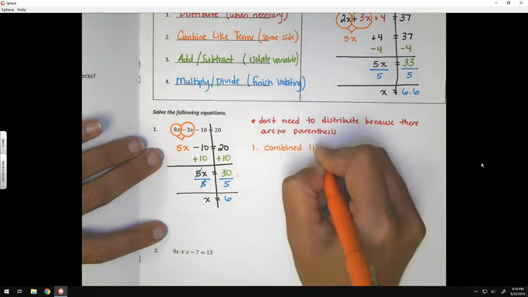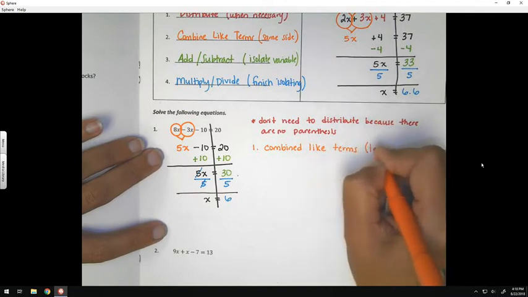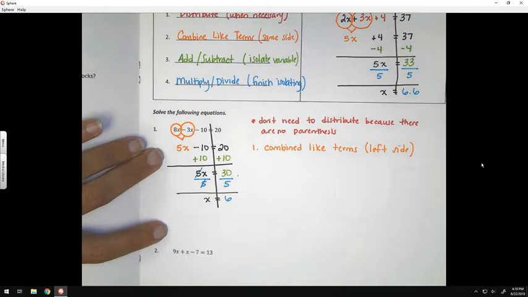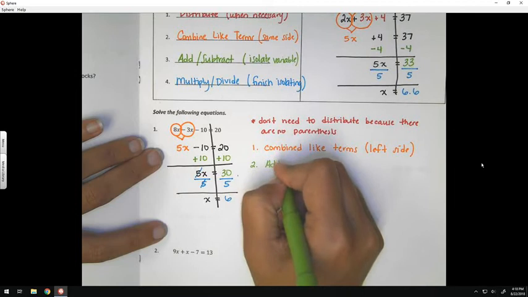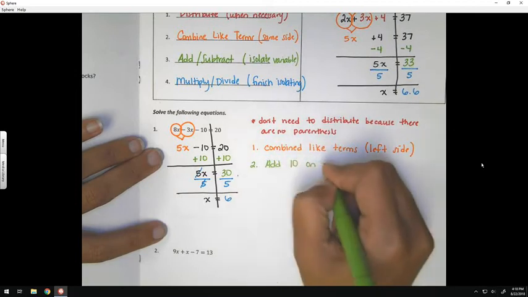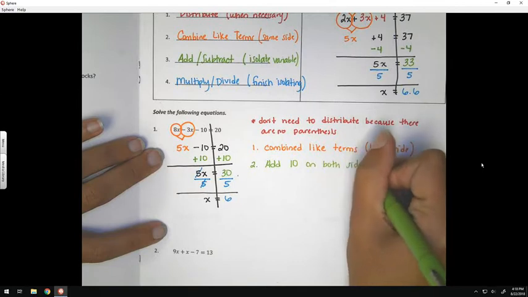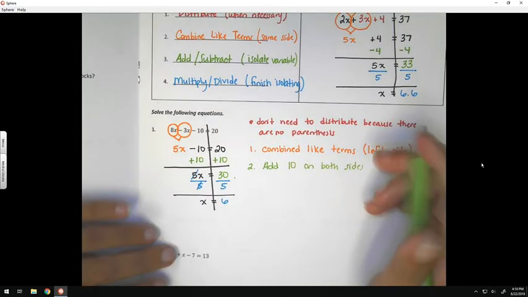like terms on the left side. I added 10 on both sides because that is the inverse of subtracting.